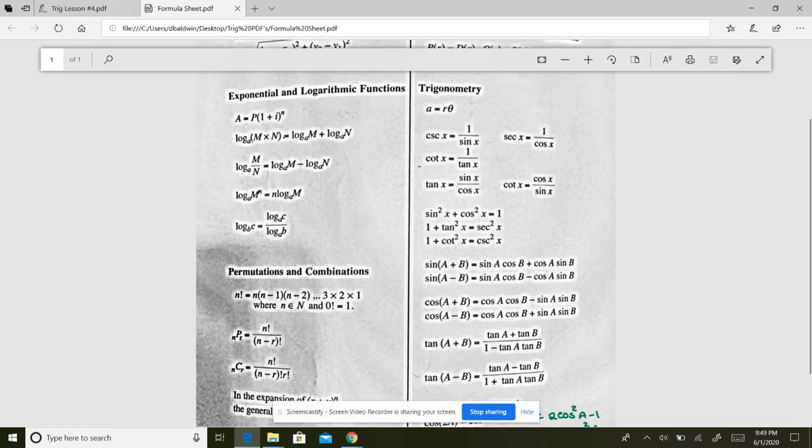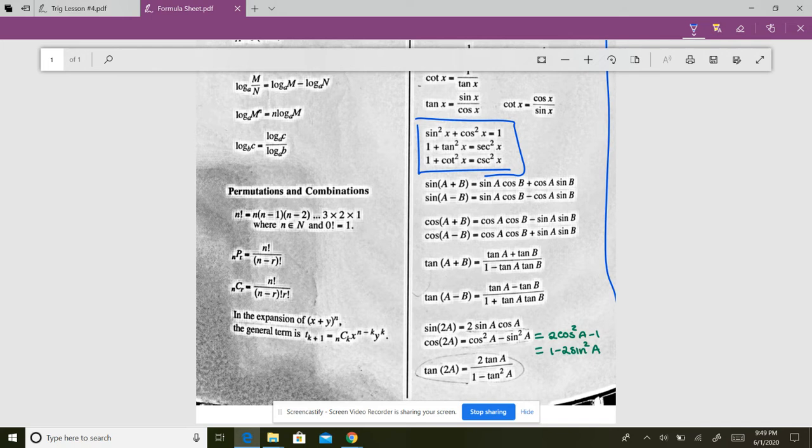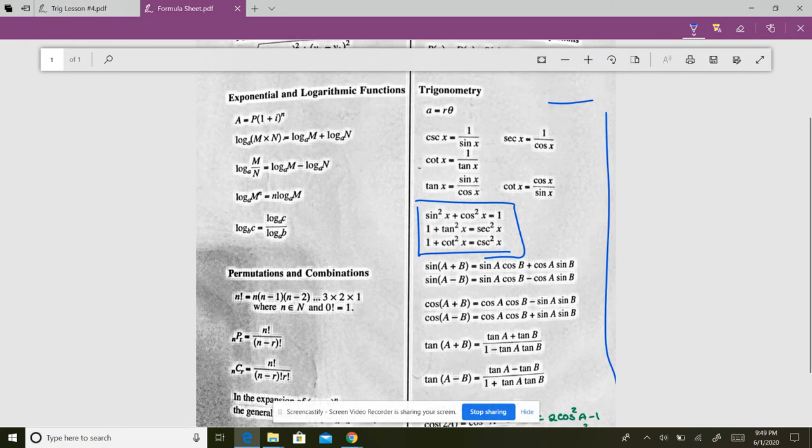And on your formula sheet, they are right here. Okay, basically we're just using all of these. All right, we're going to get to these other ones. This first lesson is just about these ones up here.